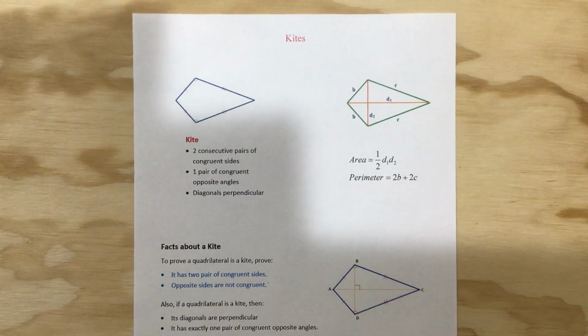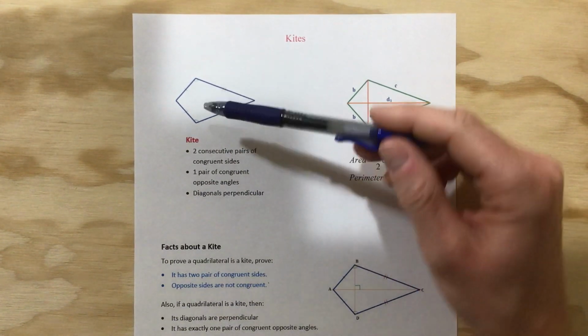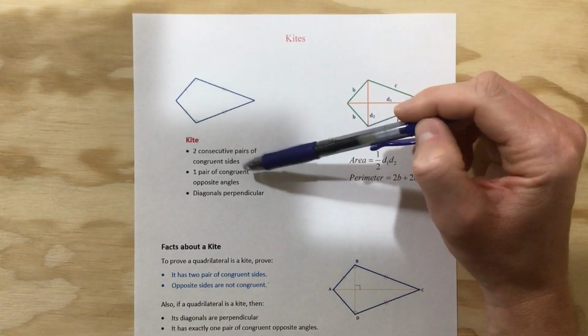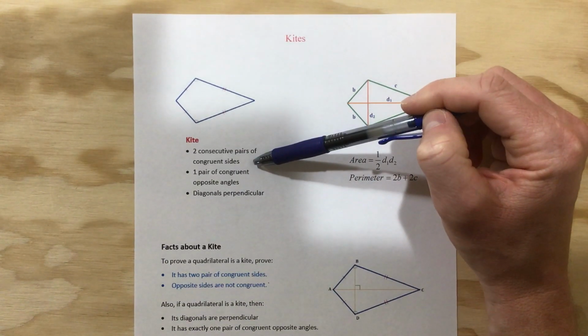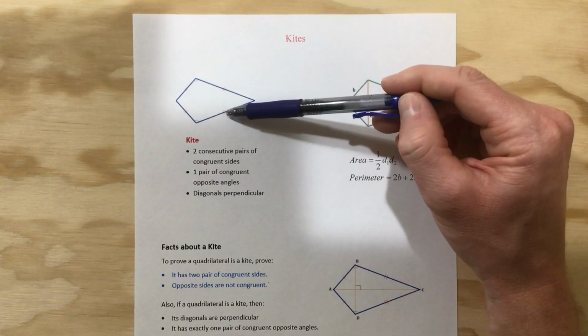Okay, let's take a look at kites today. I think the best picture of a kite, probably the most clear one, is the one down here. But it is labeled up here, it's just not as dark. So a kite is two consecutive pairs of congruent sides. So these two sides are congruent, and these two sides are congruent.